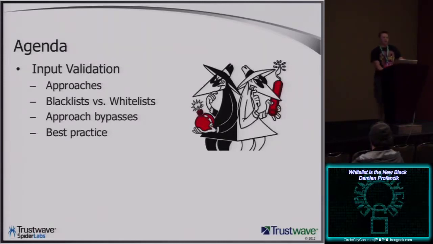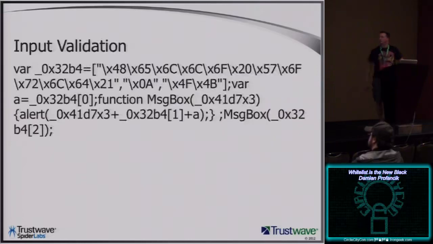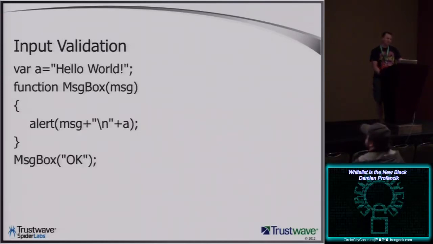The reason I think input validation is pretty hard is because there are so many different ways to express data. For example, that's a program. It's pretty heavily obfuscated, but it basically just pops up an alert box. But if you're looking at it, you would be like, what the heck?